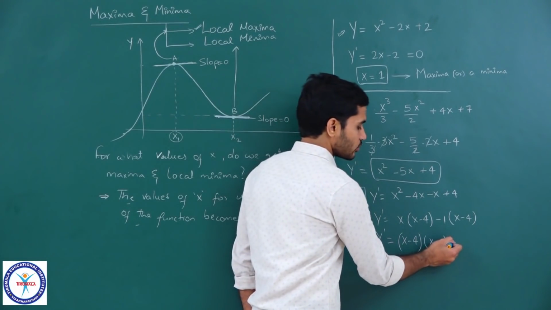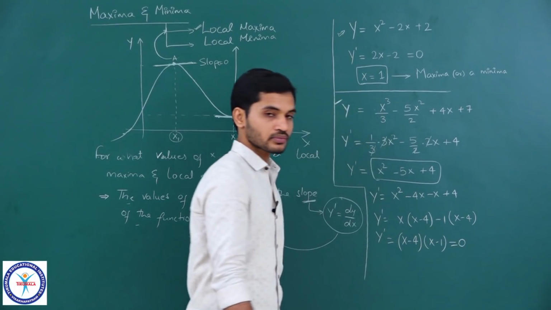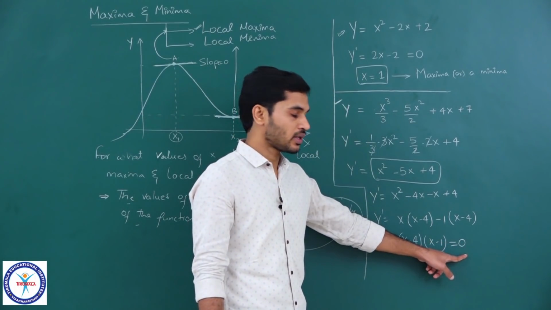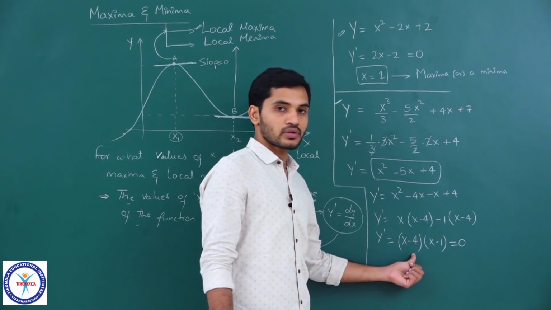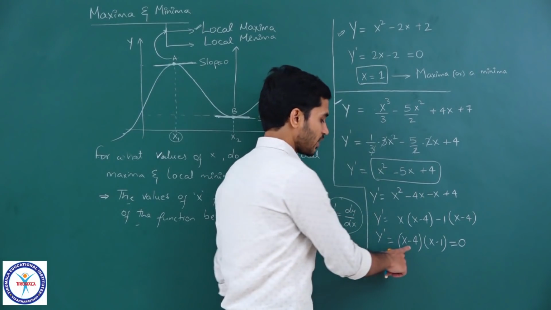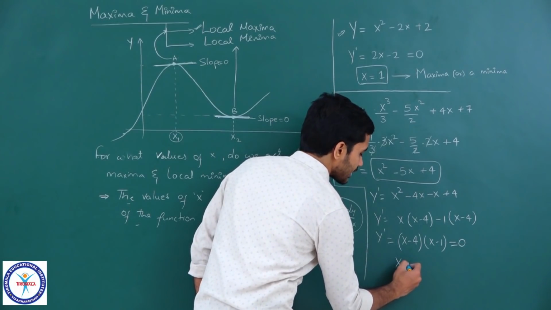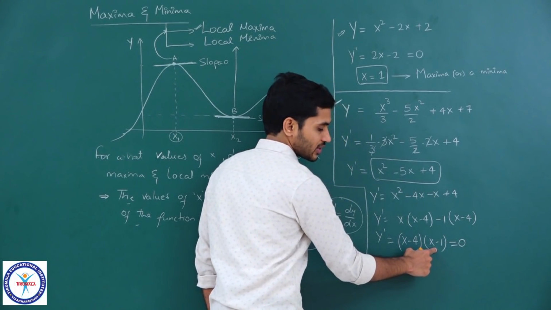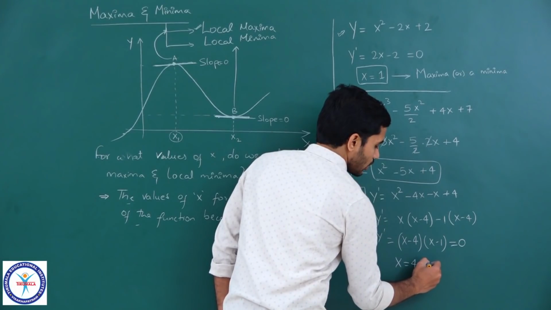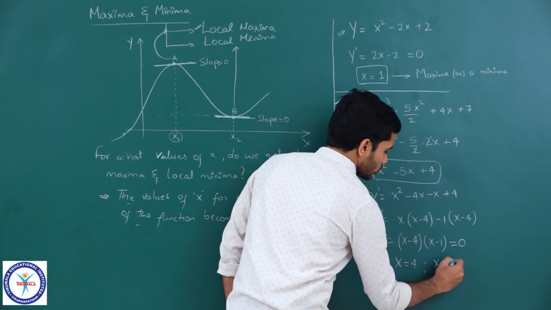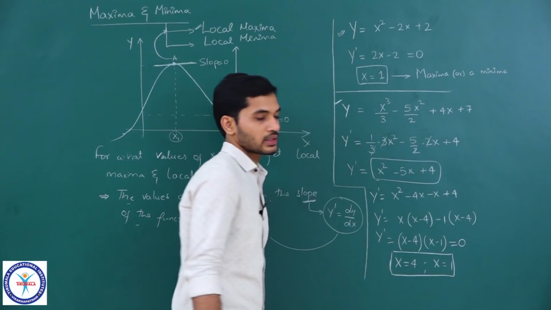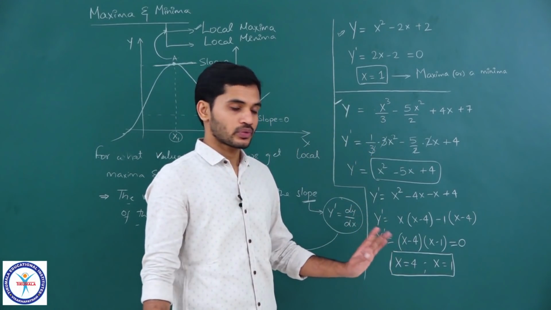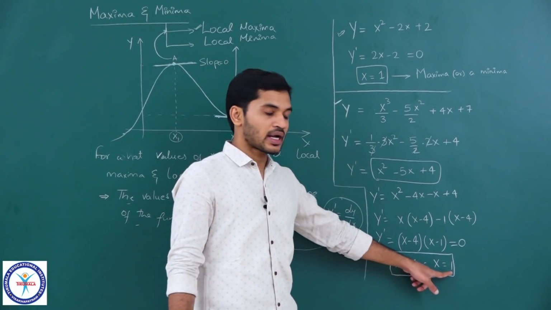So, now I will equate this to 0. Now, if I equate this to 0, you know that when the product of two different terms is 0, either this term could be 0 or this term can be 0. So, if I equate this to 0, I get x is equal to 4. When I equate this to 0, I get x is equal to 1. So, that is the idea.